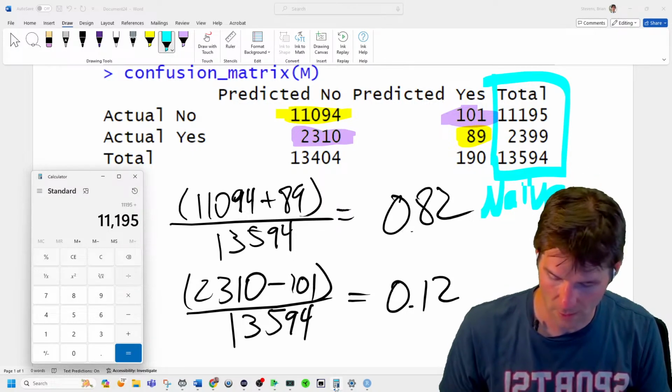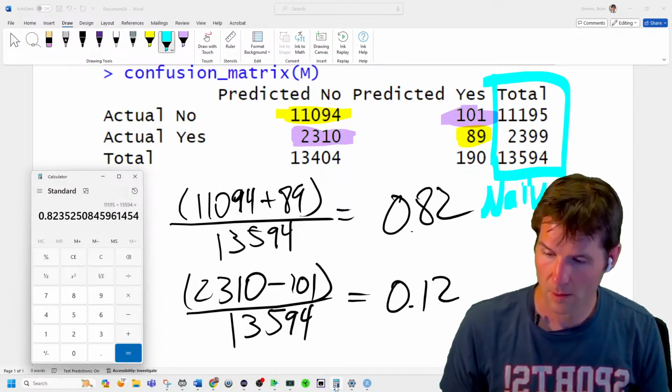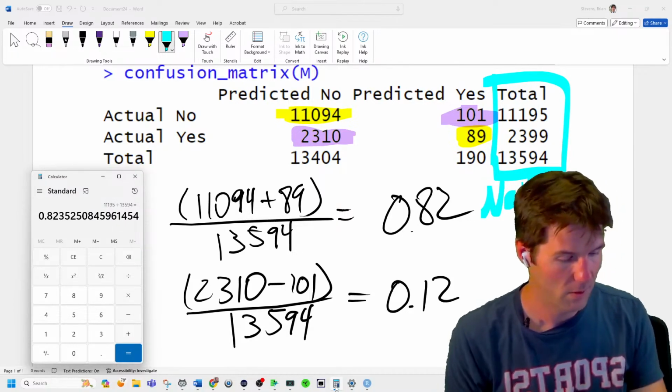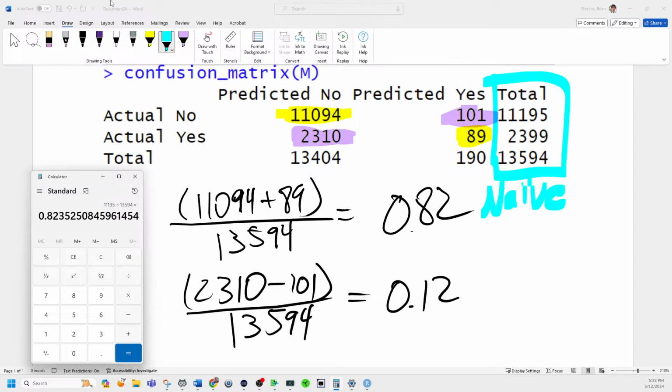I don't know if this is a good model now. Whoa. Oh, wait a minute. 8235. 8235. Oh, I subtracted? Did I? Oh, I subtracted. Okay, wait. 11094 plus 89. No way. Am I crazy? Or does our model do what? This is a bad model. No, I'm not crazy. Do you see it?